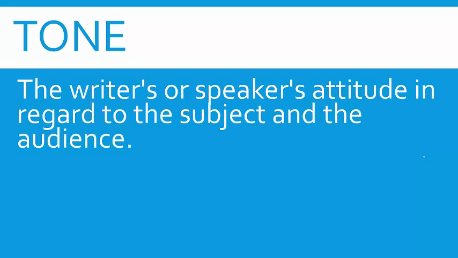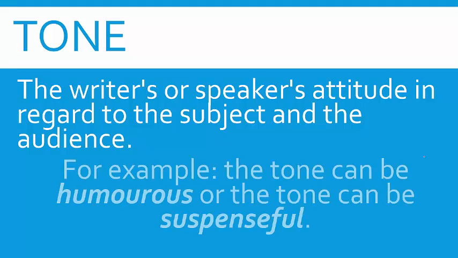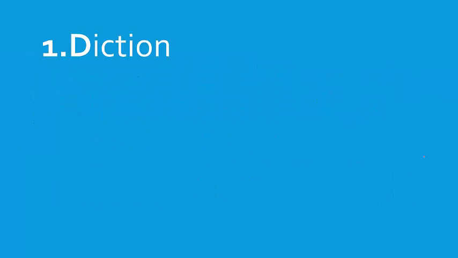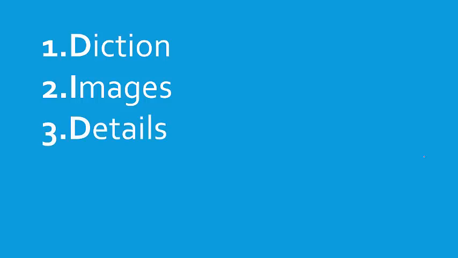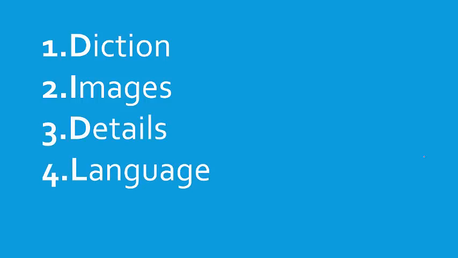But first we have to ask ourselves, what is tone? Tone is the writer or speaker's attitude in regard to the subject and the audience. We're going to look at a variety of tones over the year, but for example, the tone can be humorous or the tone could be suspenseful. If we break down DIDLS, that acronym, we've got diction, images or imagery, details, language, and syntax, and we will go through what each of these are.